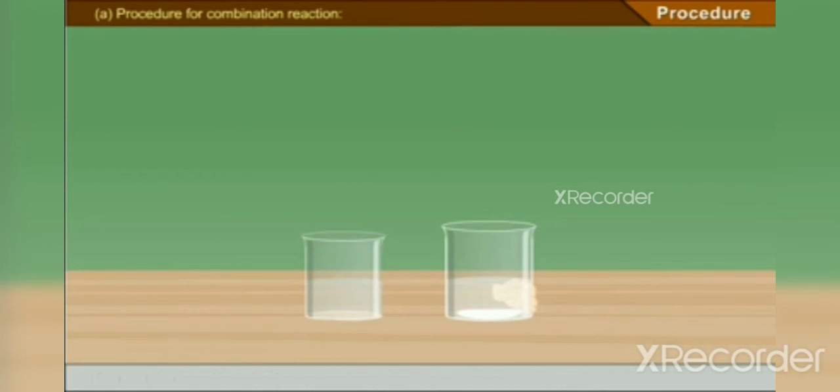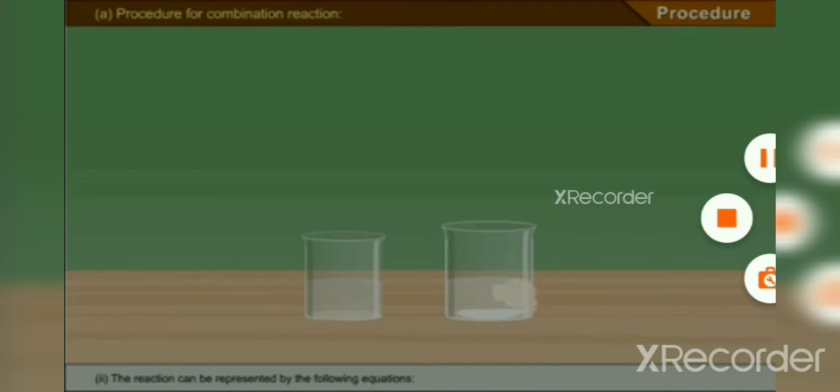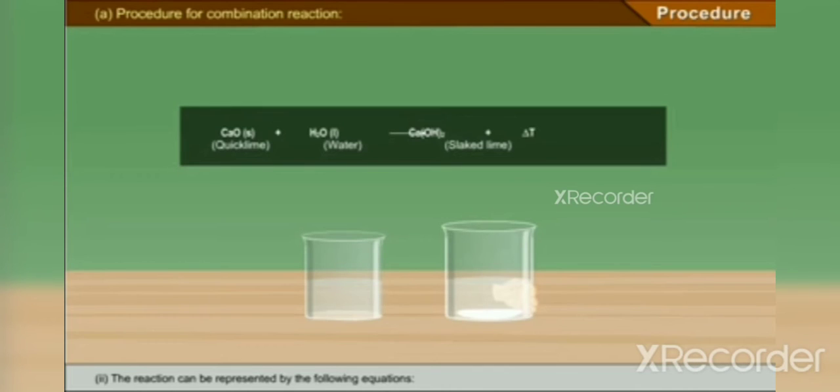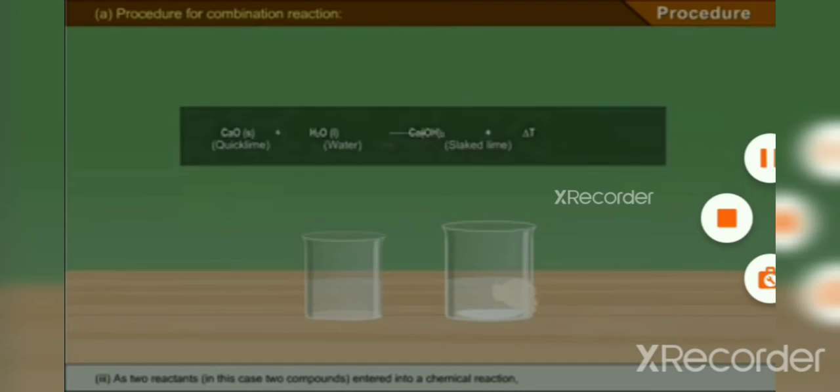Now children, what is the conclusion? We conclude that it is an exothermic reaction, and as it forms a single product, it is called a combination reaction. See, this chemical equation is here. After this we'll see the second part.